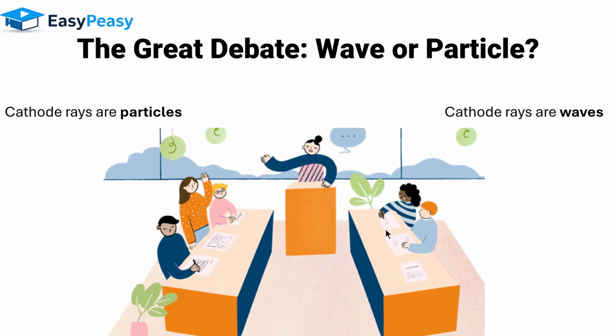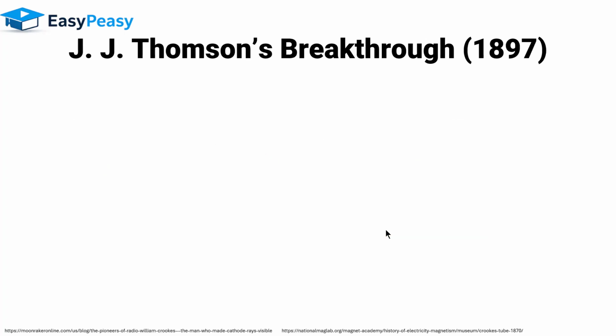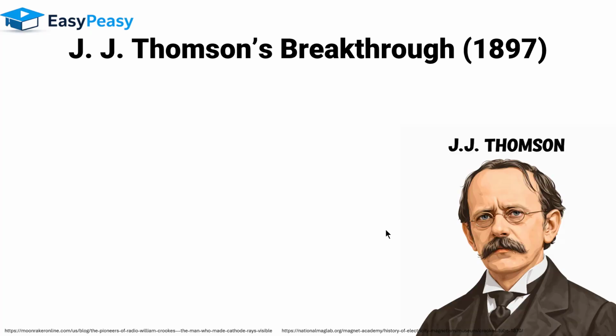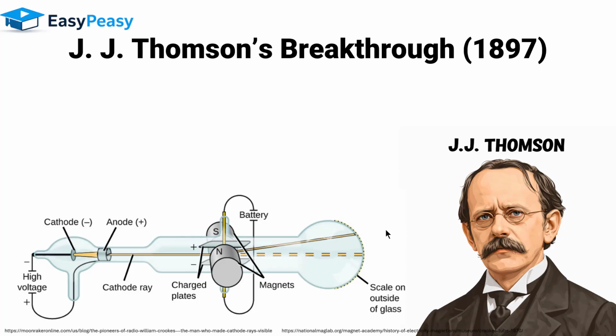After this discovery, a great debate started. Some scientists were saying that these cathode rays are particles, and some scientists believed that these cathode rays are waves. So the next scientist, J.J. Thomson, did a breakthrough experiment. Now what he did is that he used the same cathode ray tube. So this is the cathode ray tube, and it's showing a beam coming from there, right?